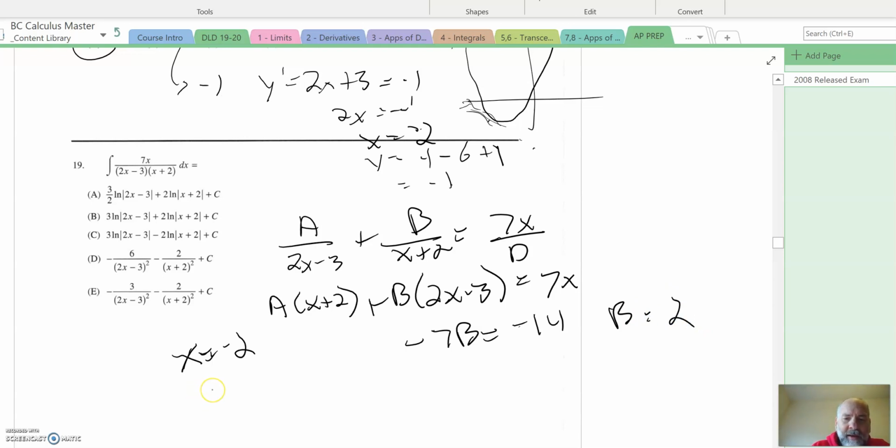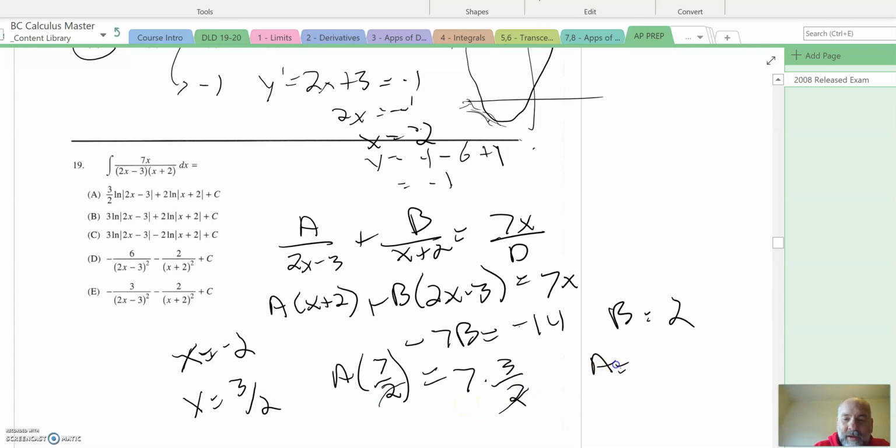And then we make x equal to 3/2. Man, is there an easier way? Probably is, but I'm just going to do it. So x equals 3/2, because when I plug that in, that would go away. So A times 3/2 plus 2, which is 7/2. Ooh, I see the 7. That's cool. Equals 7 times 3/2. And so multiply both sides by 2, divide by 7. A equals 3.